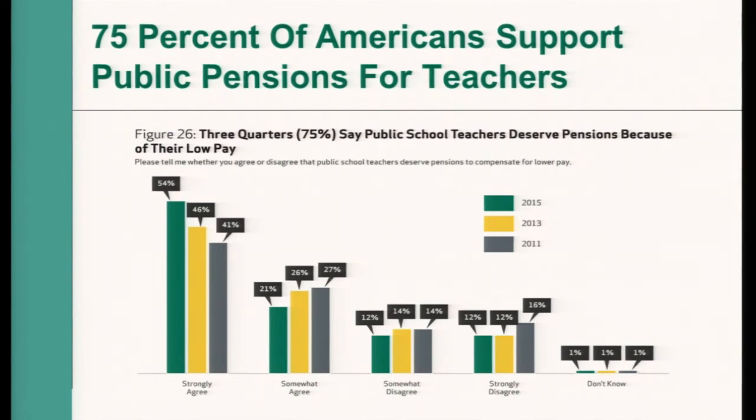They deserve these pensions as basically compensating for low pay. And those numbers have gone up in the strongly agree category each year, in the strongest category. So right now, 75% of Americans are indicating support for teachers in this survey. So again, I think when we pull back from some of the drama and see how people feel about these, there's considerable respect and appreciation for this type of pension plan that CalSTRS offers to its teachers.